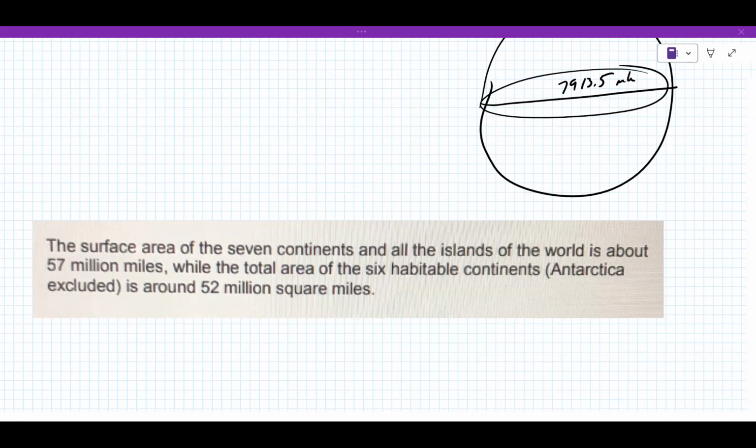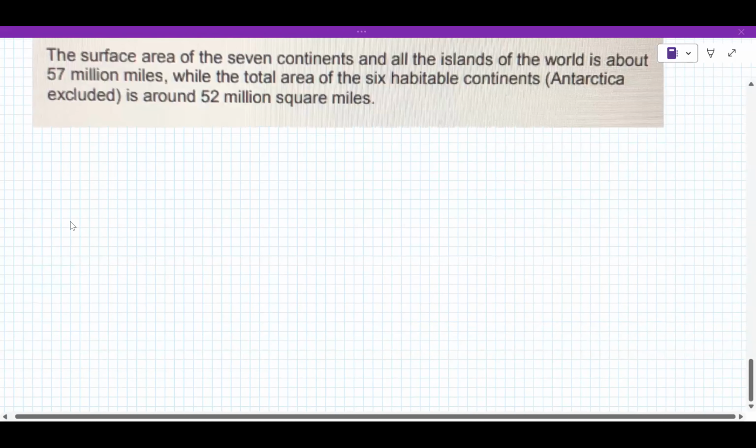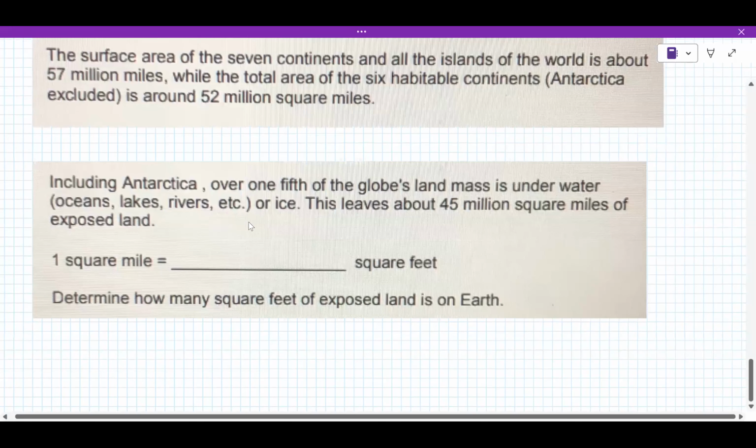All right. There's a lot of buildup here to the actual question. You'll get instructors in college like this where they do a lot of words and then they finally get to the question. So they say, including Antarctica, over 1/5 of the globe's land mass is underwater. Oceans, lakes, rivers, etc., or ice. This leaves about 45 million square miles of exposed land. 1 square mile equals how many square feet?